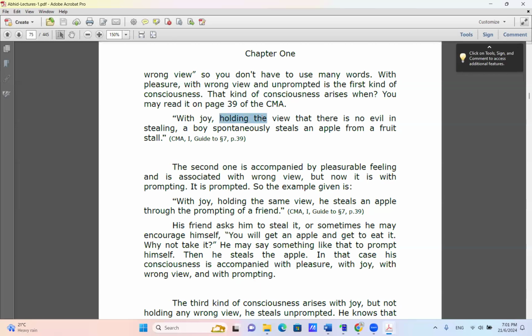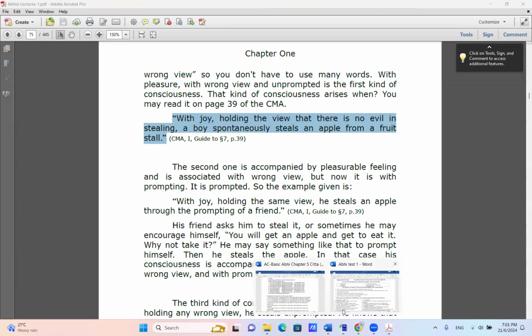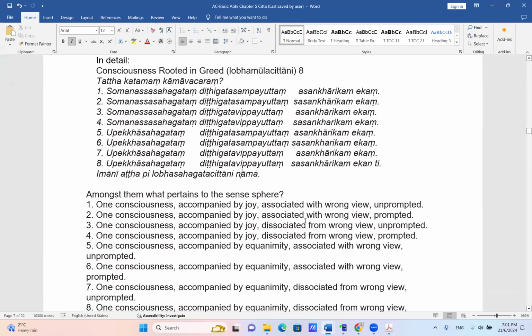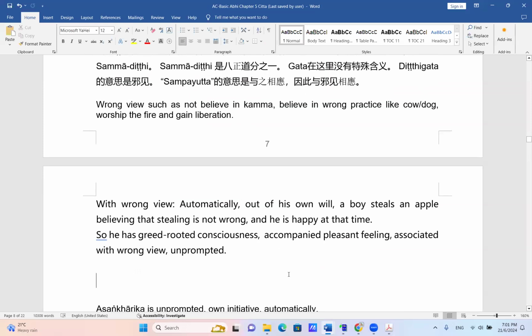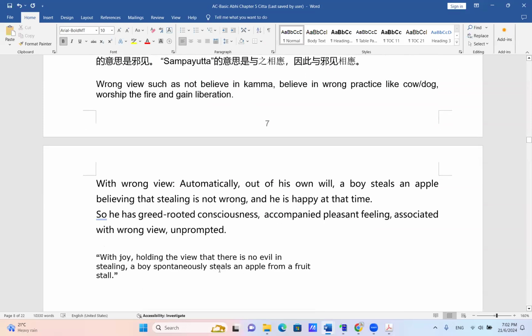So the main thing is somebody having the view. He doesn't believe that stealing has fault. Okay? So this means that he believes that stealing is without fault, without bad consequences. So this example here, maybe we just copy this example. Okay, so this example given here. Is it clear? Holding the view.